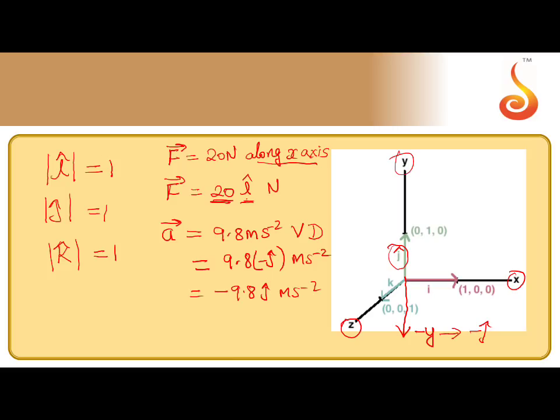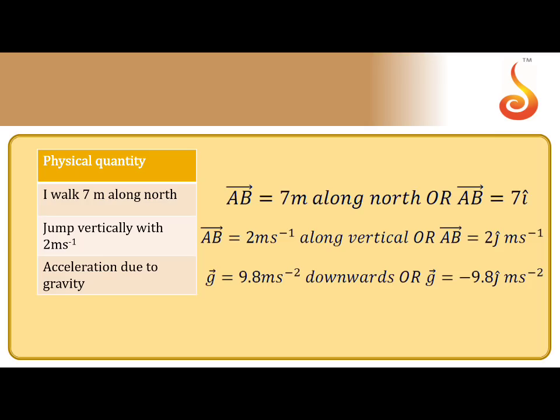So what I want you all to understand is there are two ways of representing a vector. One in this form where you mention the direction. When unit vectors are given, F vector can be written as a product of magnitude and the unit vector. For example, if I walk 7 meters along the north, 7 meter is the magnitude. Along north is the direction. Suppose along north I define i cap as the unit vector. I can write AB vector is equal to 7 i cap meters.